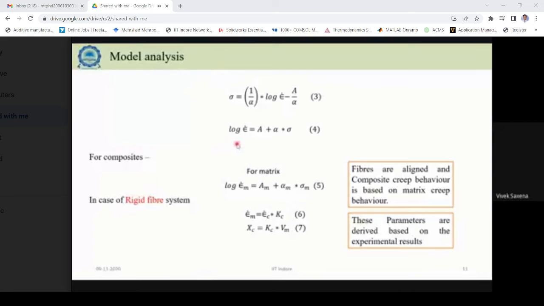So the author simplified this equation and gave the equation which I have shown in equation 4. And this was for a general material. And for composites, the author suggested that the equation can be extended to composites in a similar fashion. And based on the experimental study, he coined some experimental parameters to model this equation.